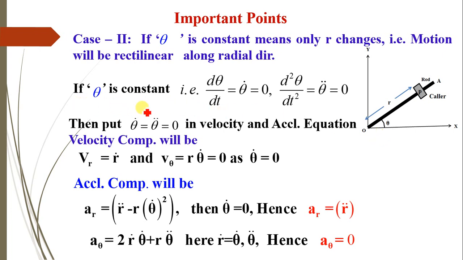In that case, as theta is constant, d theta by dt as well as d square theta by dt square equal 0, and hence substituting theta dot and theta double dot as 0 in the velocity and acceleration components, velocity Vr equals r dot and V theta equals 0. Similarly, for the acceleration components, substituting theta dot as 0, ar is directly equal to r double dot, and a theta is directly equal to 0. So these are the expressions for ar and a theta in this case, and Vr is r dot, V theta is directly equal to 0.